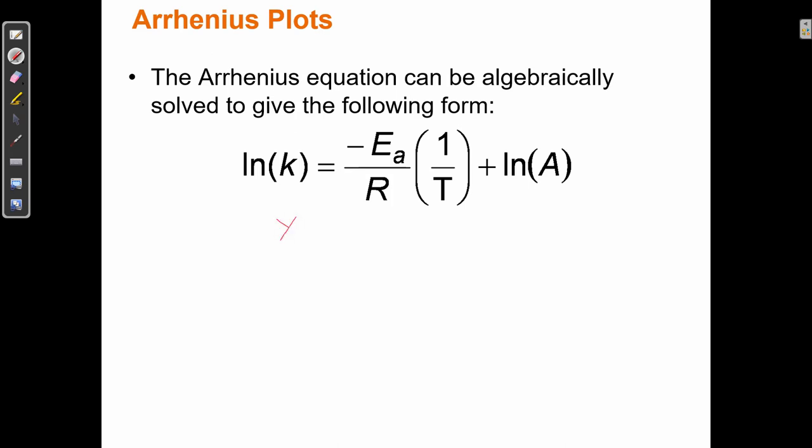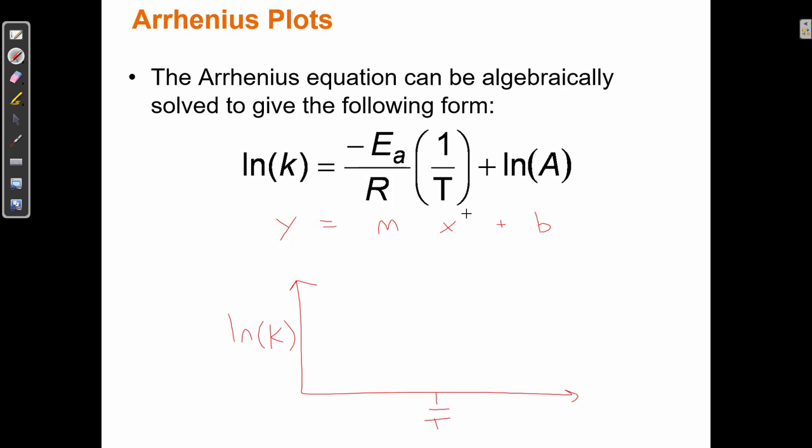Well, first let's write it out like this and remind ourselves what we're looking at. This is a line, right? y equals mx plus b. So this is y, this is m, this is x, and this is b. If I was going to plot this, what would I plot on the y-axis? Well, I would plot the natural log of k on the y-axis. What would I plot on the x-axis? Well, I would plot 1 over T on the x-axis.